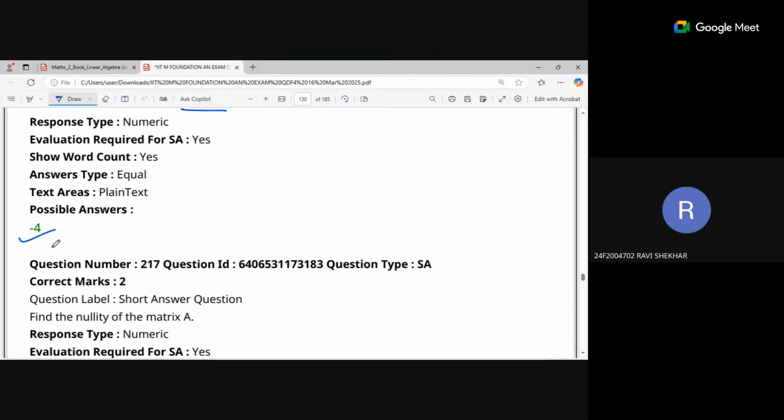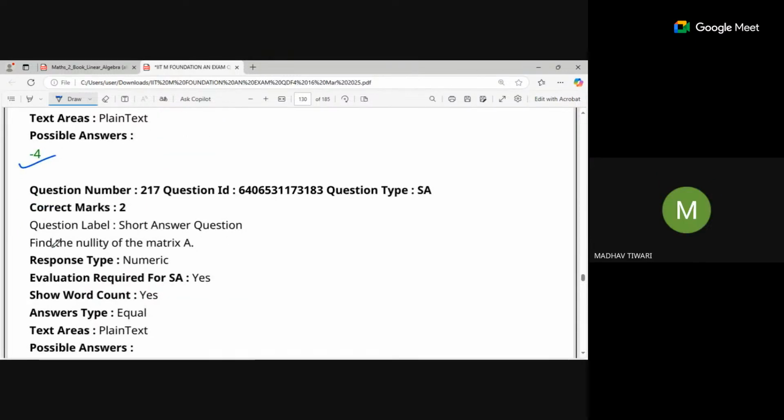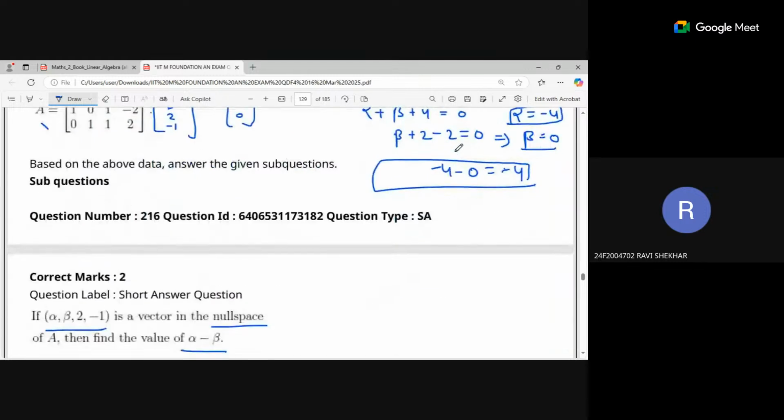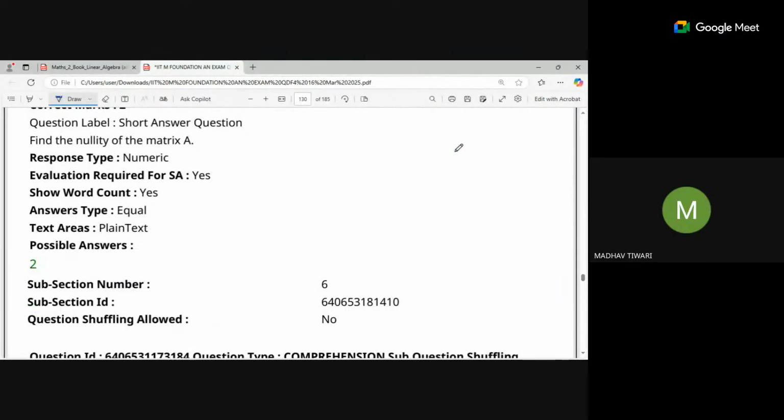Next is the nullity of matrix A. So the A matrix is here and its reduced form is here. So what is the nullity? Two columns have pivots and two columns are without pivot. So the nullity will be 2. Okay, here is the nullity.